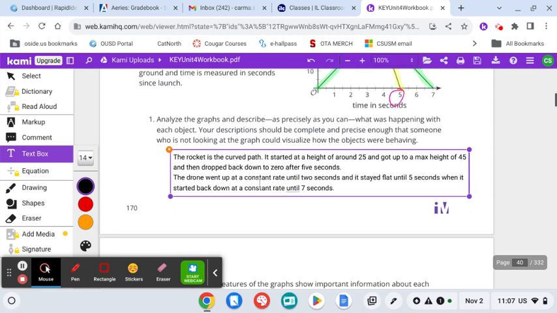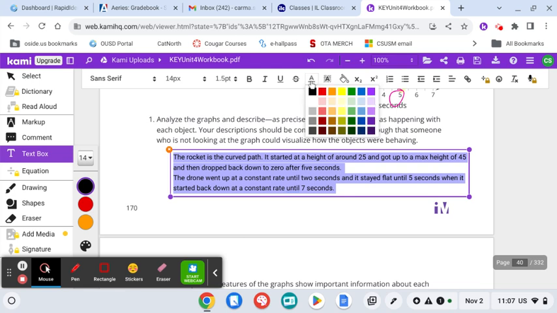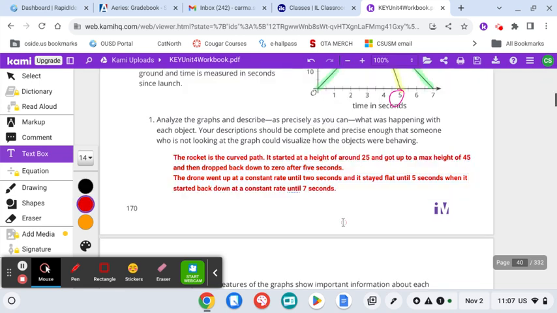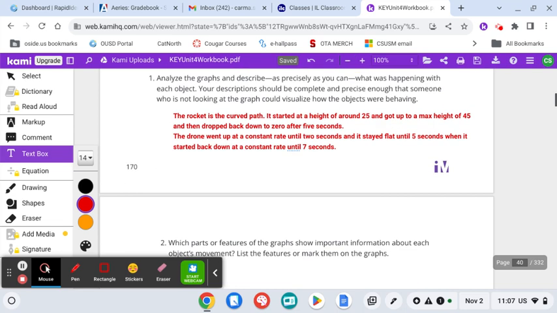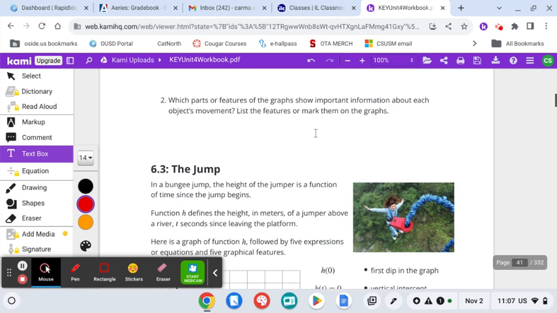So you could say anything about that in your type up. You're just describing the two graphs in your own words. So please take a minute to put this into your own words, the description of that rocket and that drone. Which part of the features of the graphs show important information about each object's movements? List the features or mark them on the graph.